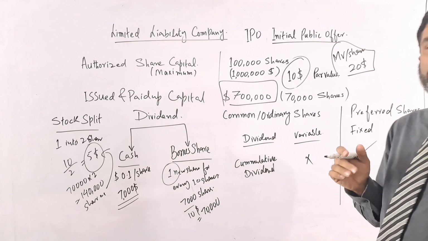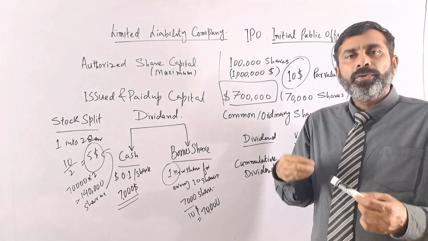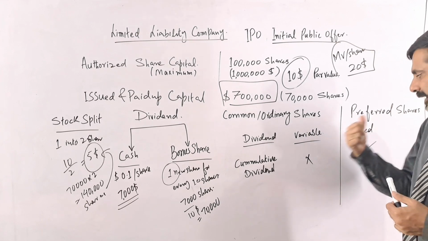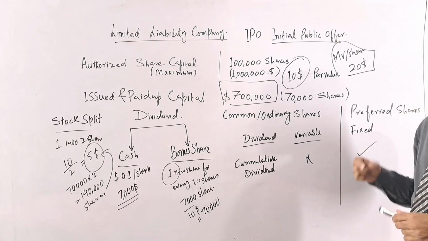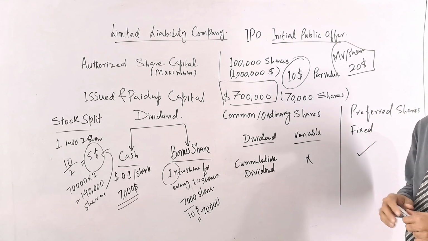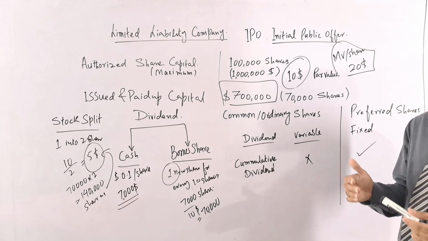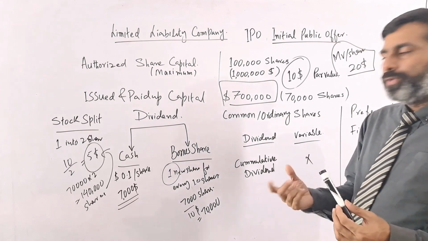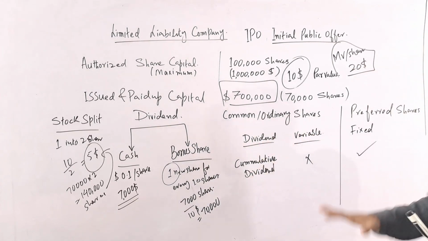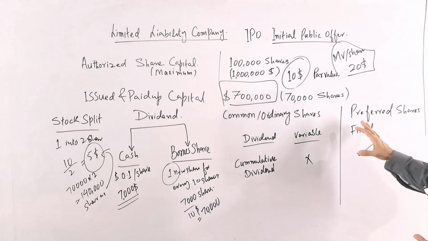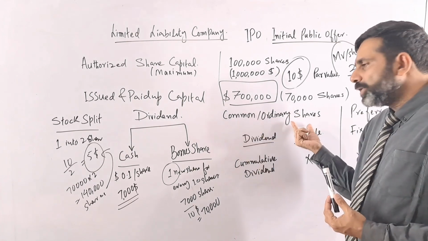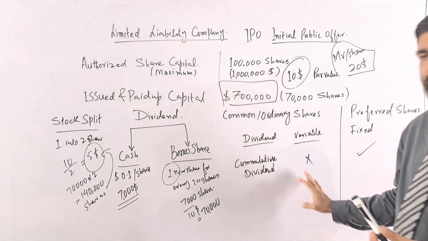Cumulative dividend means what? Sometimes the company has to pay the dividend to the preferred shareholders because it is an obligation, it is fixed, but they don't have cash. So what they will do, they will pay next year, but it will not be the dividend for 1 year, it will be the dividend for 2 years. So it will keep on accumulating. So in the preferred shares, we have cumulative dividends, but when there are common shares or ordinary shares, there is no cumulative dividend.